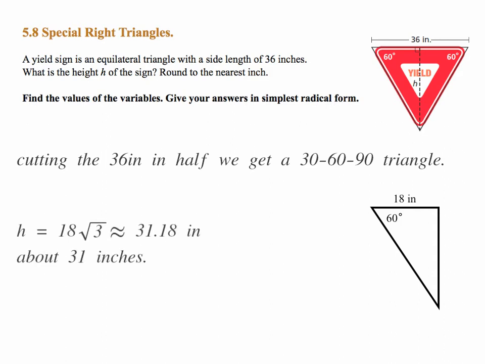Not the hypotenuse, h is the height. The height is 18 square roots of 3, because h is the longer leg. It's opposite the 60 degrees. And so the correct relationship is to take the shorter leg of 18 and multiply by the square root of 3. So I get approximately 31.18 inches, which is about 31 inches.